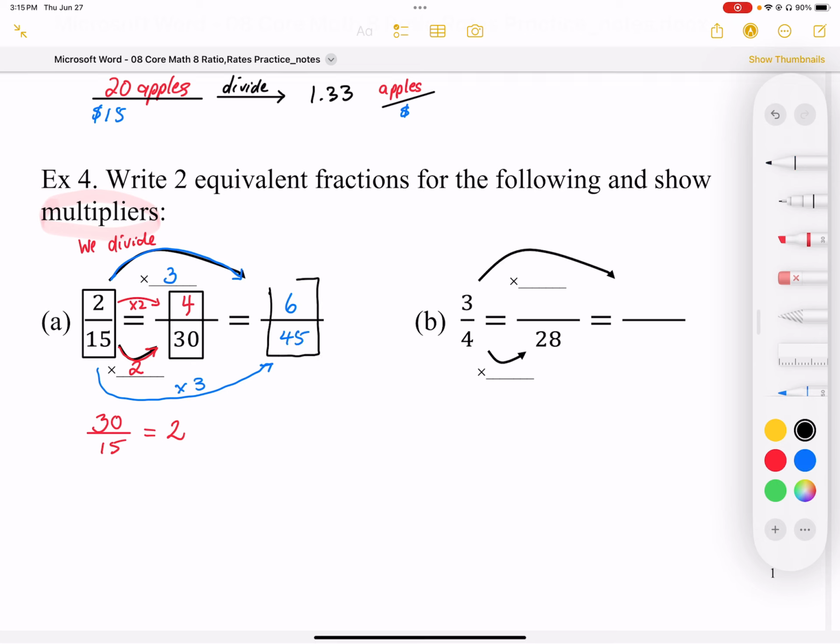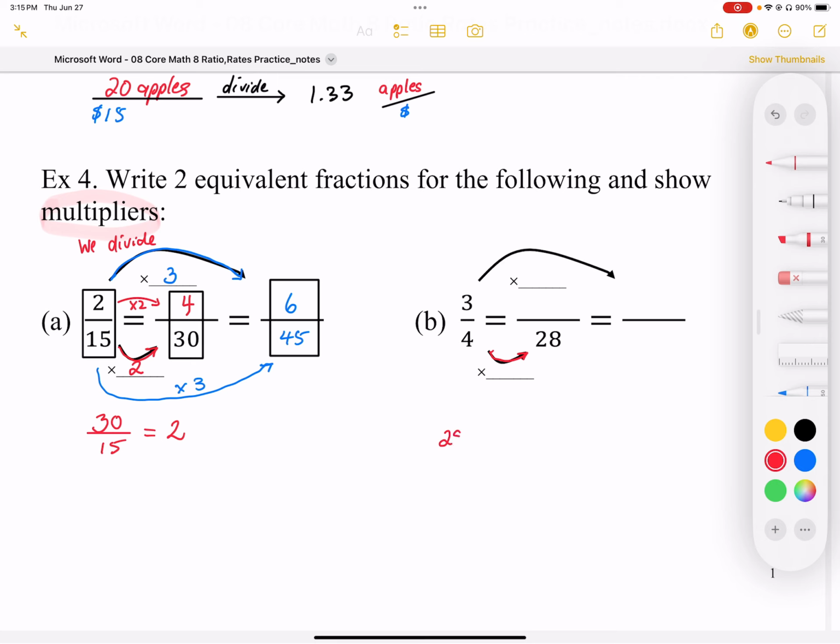That means that this fraction, 6 over 45, is equivalent to the other fractions. Okay? 2 over 15 is the same as 4 over 30, which is the same as 6 over 45. So we'll move on to this next one here. Again, if we want to do an equivalent fraction, we want to go from 4 to 28 in the denominator.